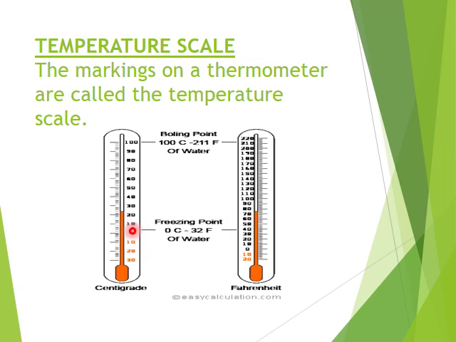You can see here there are two types of temperature scale. One is the centigrade scale and the other is the Fahrenheit scale. The centigrade scale has different markings as compared to the Fahrenheit scale. So my dear students, two types of scale are used in our daily life: one is the Celsius scale, or you can say centigrade scale, and the other is the Fahrenheit scale.